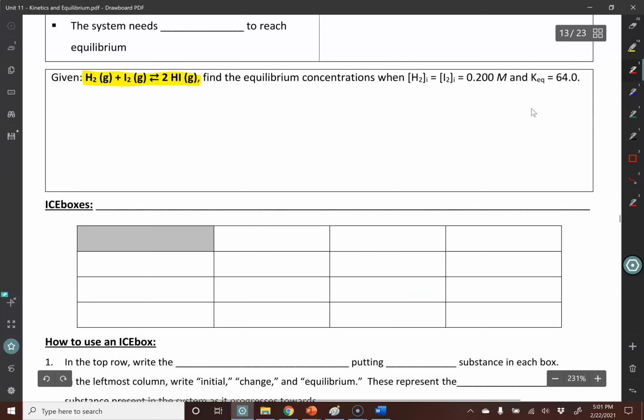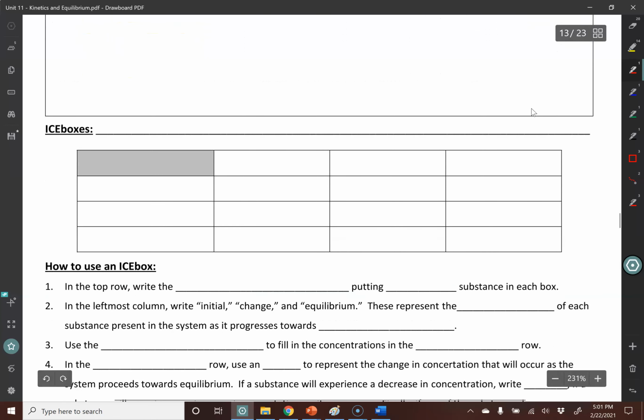I'm going to show you how to solve problems like this using what's called an ICEbox. And the ICEbox, that kind of has this 4x4 grid, is really just a tool to help you organize equilibrium problems.